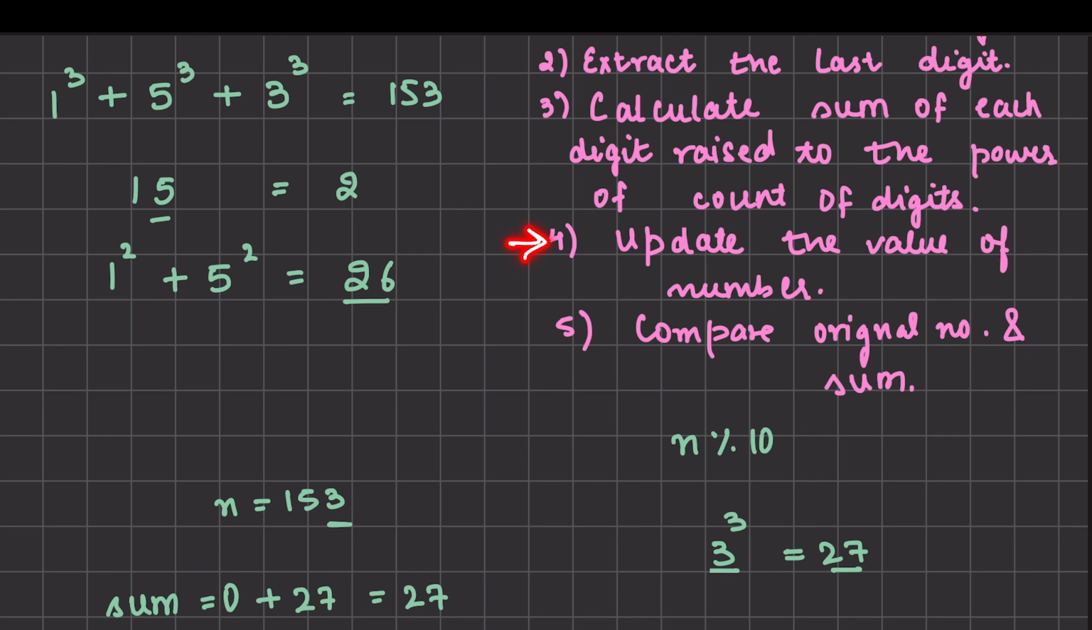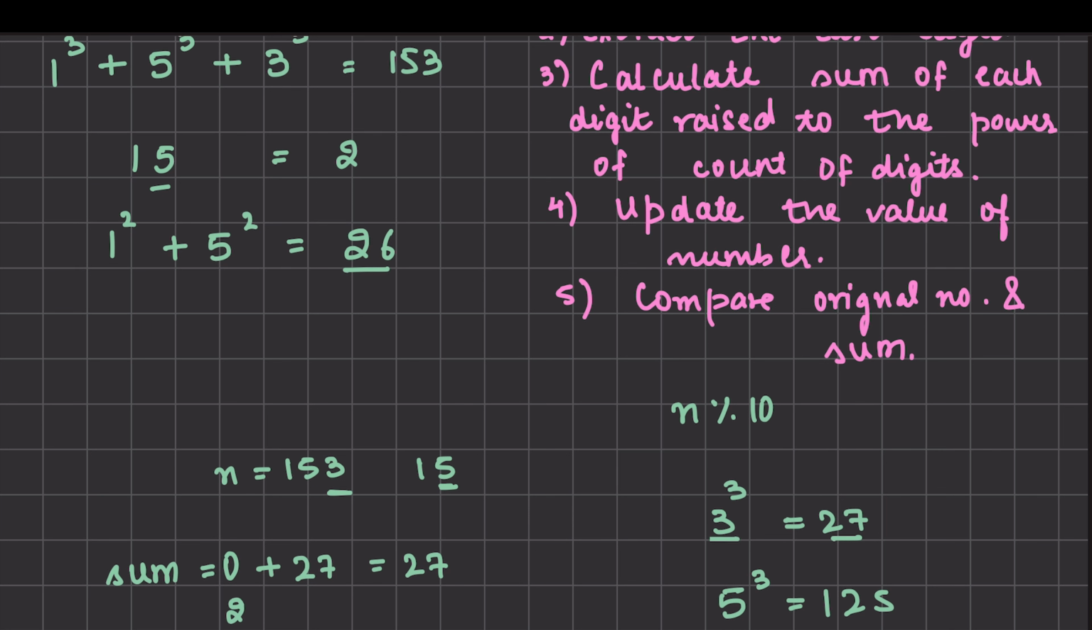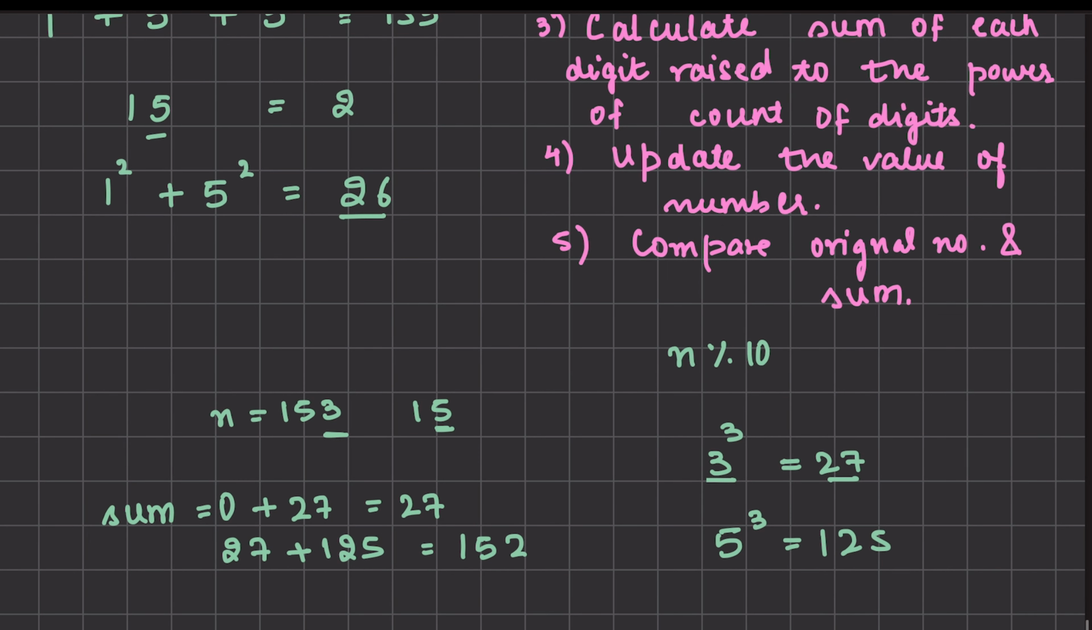Now the fourth step is that you have to update the value of the number. So if your n was 153, it will now be equal to 15. So your last digit is going to be 5 in this case, again raised to the power 3, which is equal to 125. Then you will be adding this 125 to 27, which will be equal to 152. Again this loop will run and you'll update the number again, so it will be 1. So 1 raised to the power 3 is equal to 1. Then you'll be adding 152 plus 1, which is equal to 153.